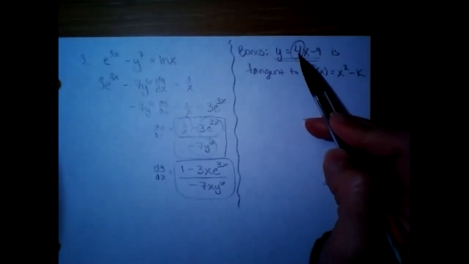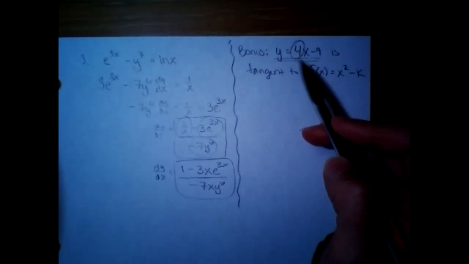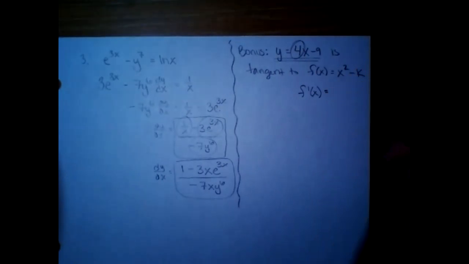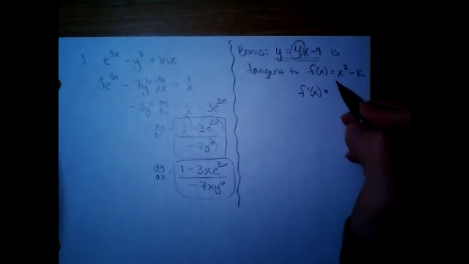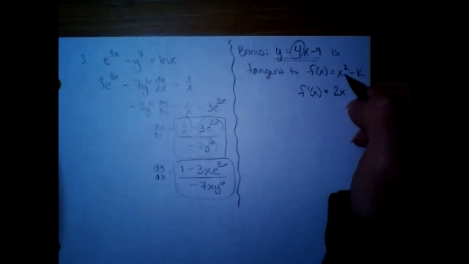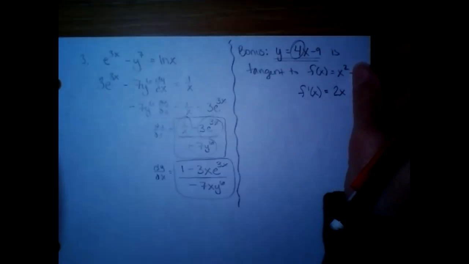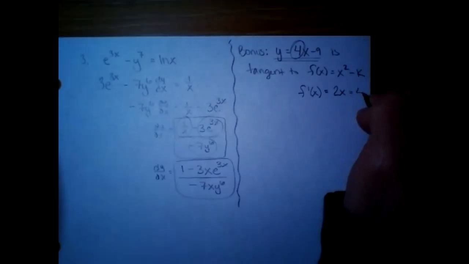So that's our slope. And so we're going to set the derivative equal to 4. The derivative gives you the slope of the tangent line. So our derivative is going to be equal to 4. So the derivative of this would be 2x. I had a lot of people write 2x minus k. K is just a number, so that derivative would be 0. K is going to just go away. So that's our derivative. We're going to set that equal to 4. And so x is 2.